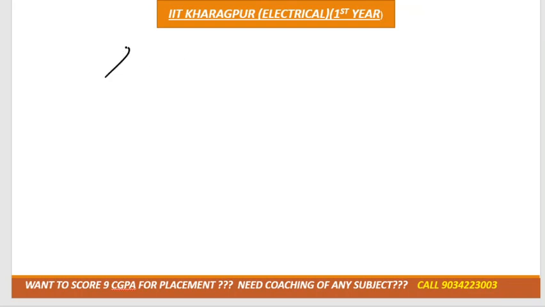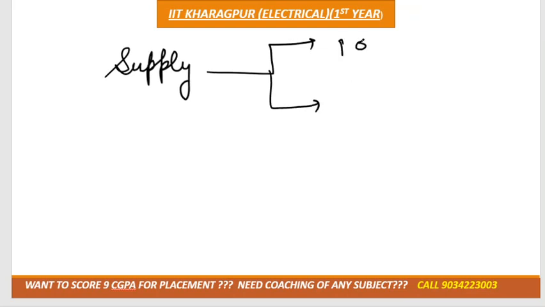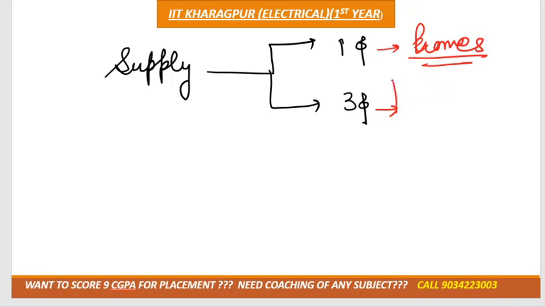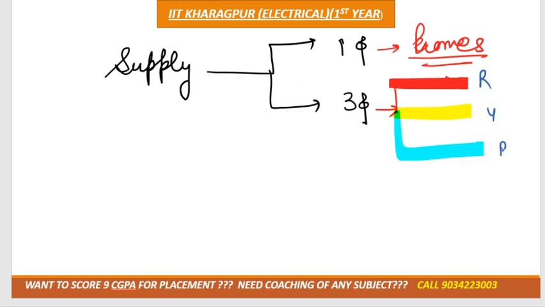We have two types of supply. One is single phase supply, and the other is three phase supply. Single phase supply is what we use in our homes. Three phase supply is mainly the big supply, like what is used in big hotels or industries. In three phase we have three wires: one wire is red, another is yellow, and another is blue. That is denoted by RYB.